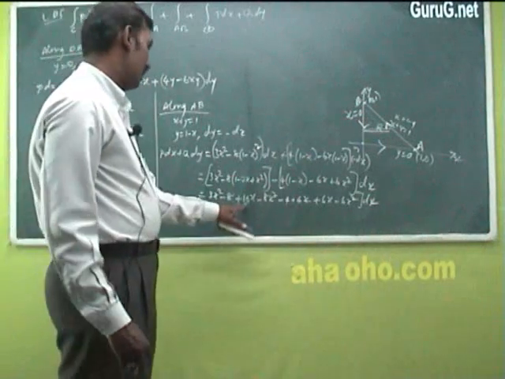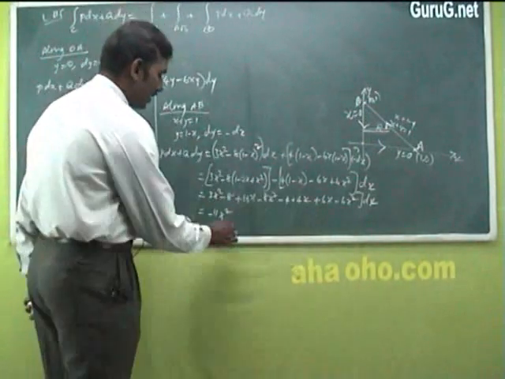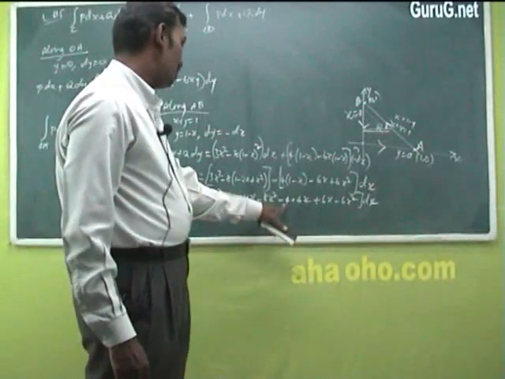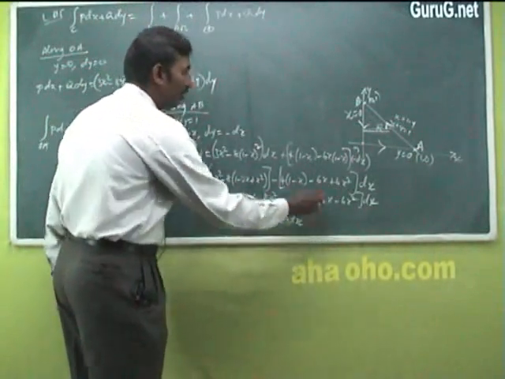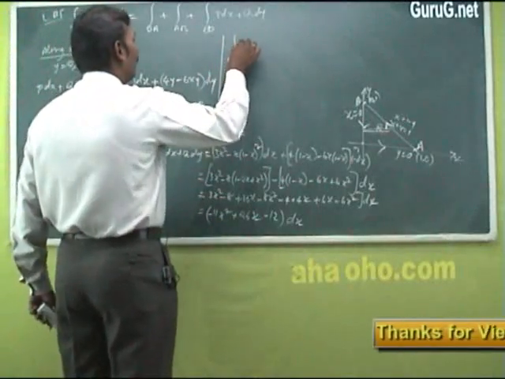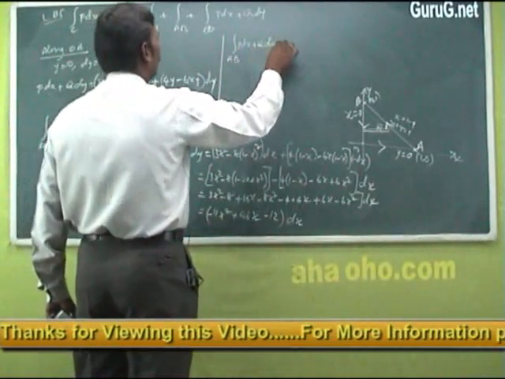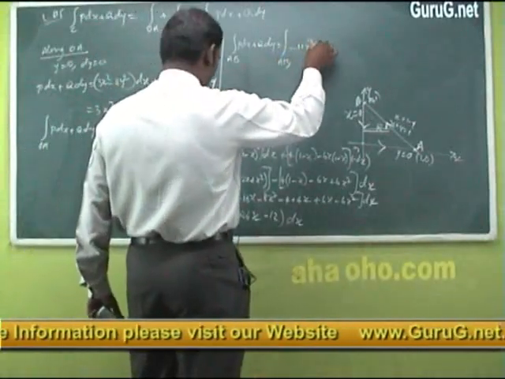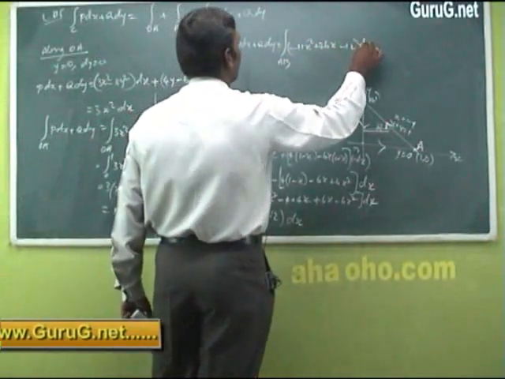And then 16x plus 4x, 20x plus 6x, 26x. Then minus 8 minus 4, minus 12, into dx. Therefore, integral over AB P dx plus Q dy equal to integral over AB of minus 11x squared plus 26x minus 12 into dx.